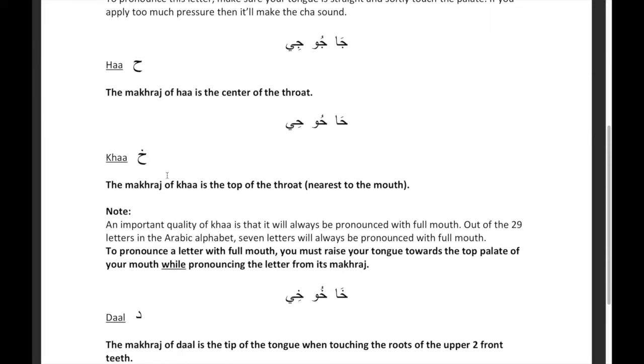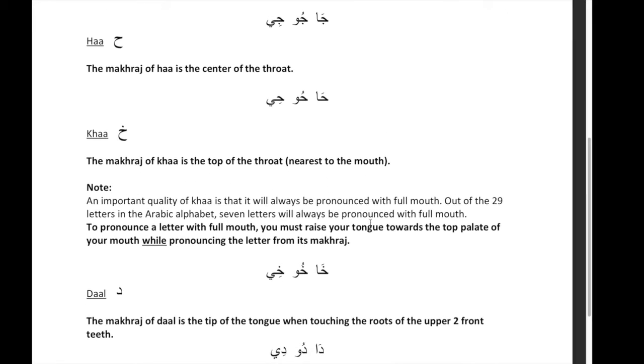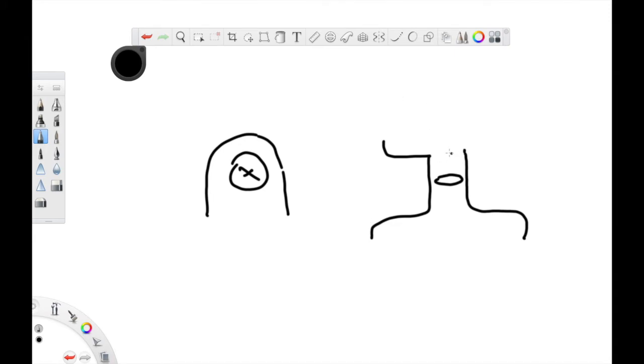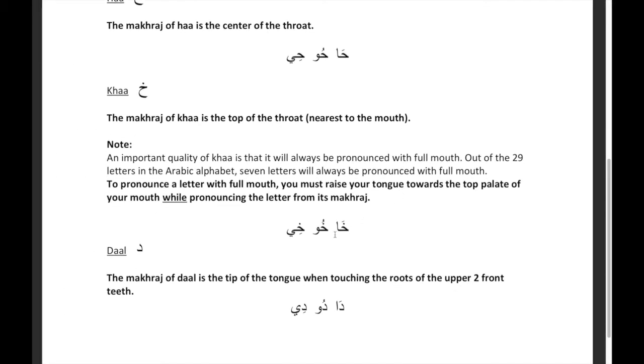The next letter is kha. The makhraj of kha is the top of the throat nearest to the mouth. So the top of the throat nearest to the mouth is right here. Kha, khu, khi. An important quality of this letter is that it will always be full mouth. So what is full mouth?